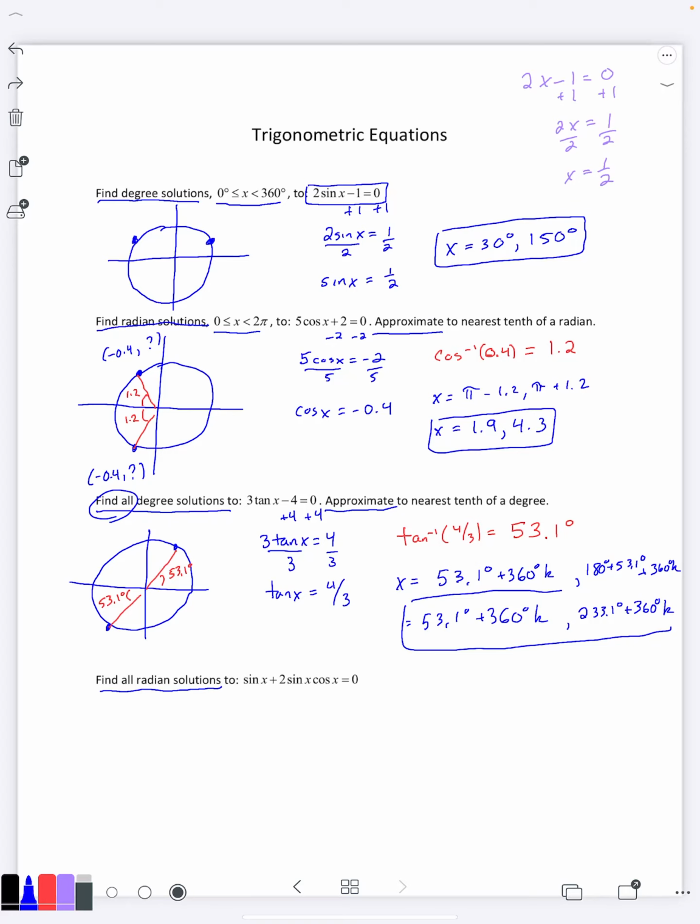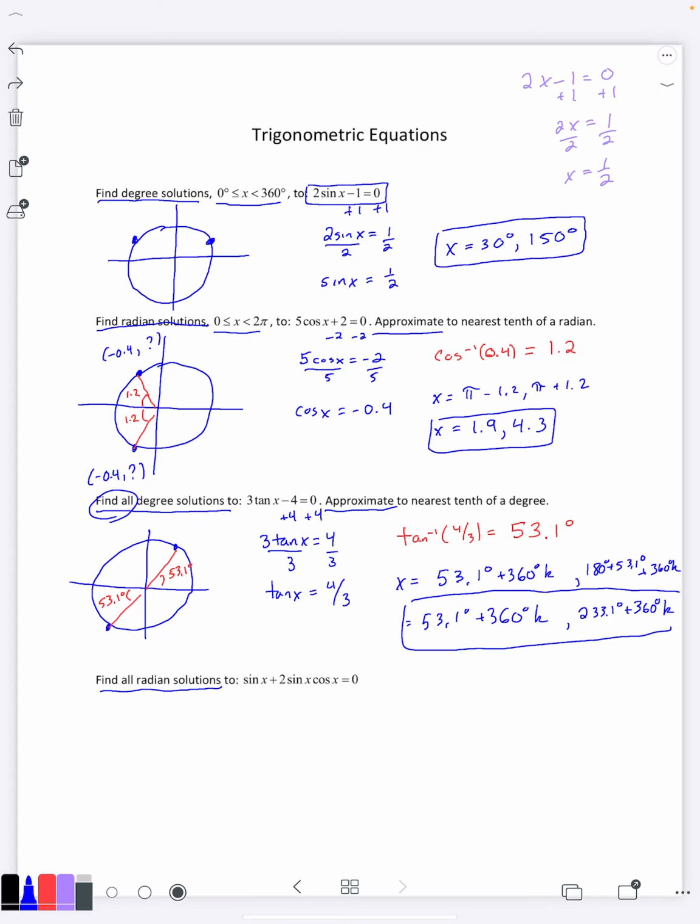So it'd be 53.1 plus 360 degrees times k for any k, as well as 233.1 plus 360 times k, as well for any integer k. So when you're asked to find all solutions, you're just going to add this term that says go around the circle any number of times, and that's how you're going to get all the possible solutions.